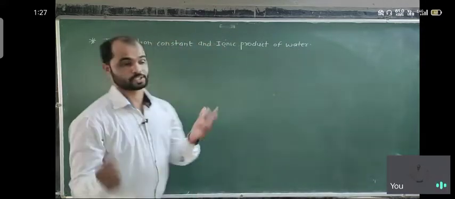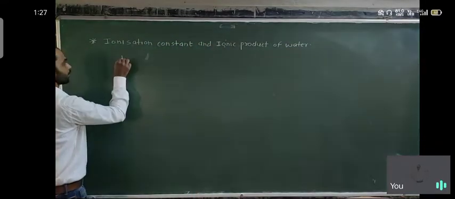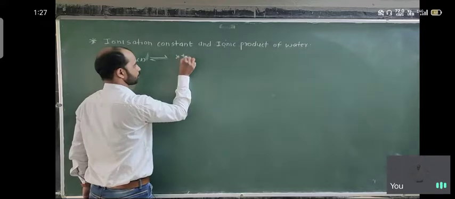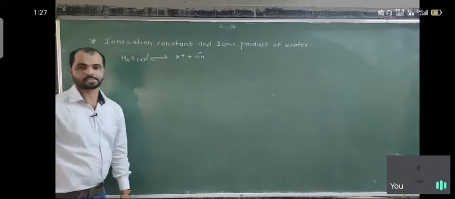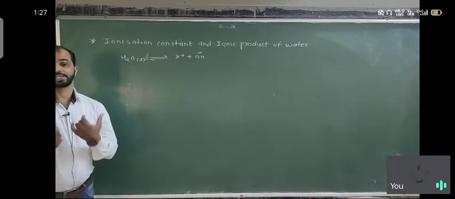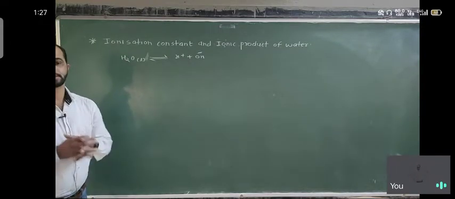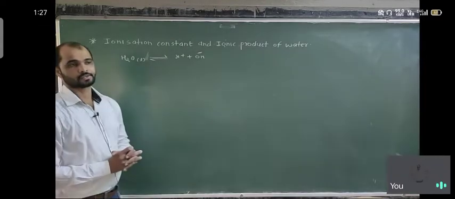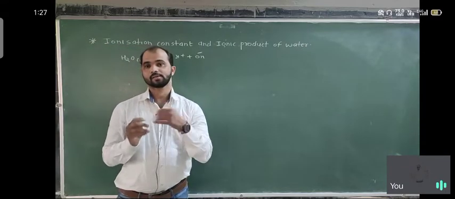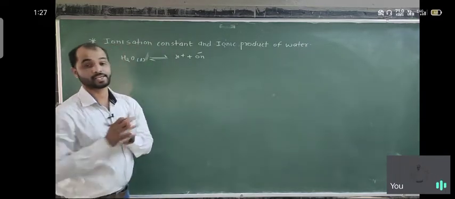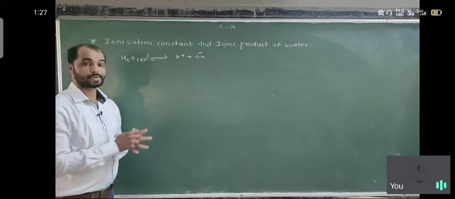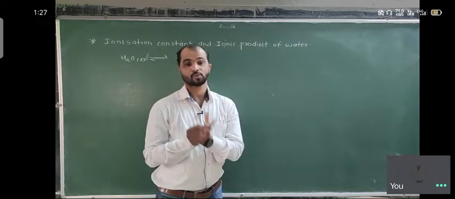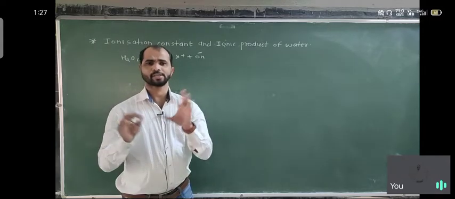So how does water dissociate? Suppose water is considered here as H2O in liquid form, it dissociates as H plus and OH minus. Why does water dissociate only to a very small extent? Because water has a unique property. It is amphoteric in nature, that means it has a dual behavior. Water has this unique tendency to behave in a dual way.